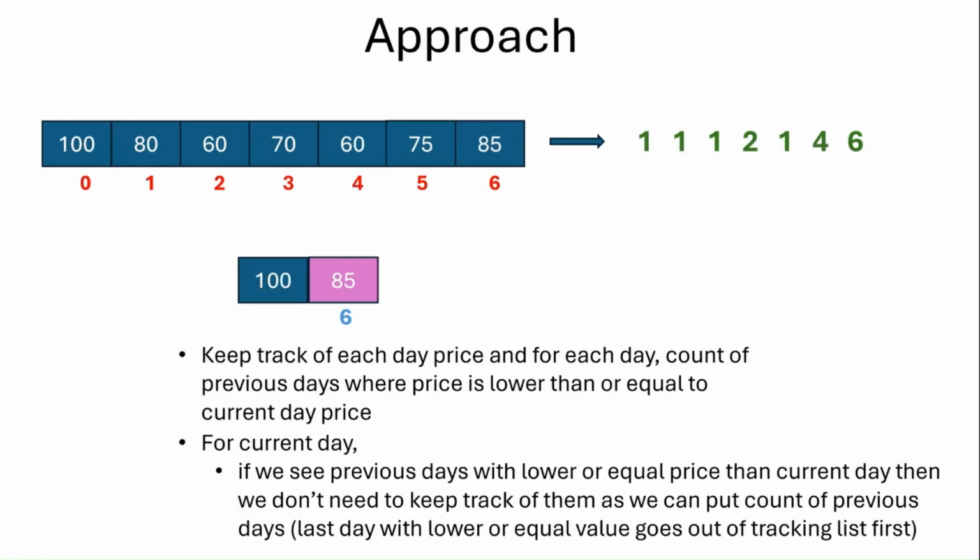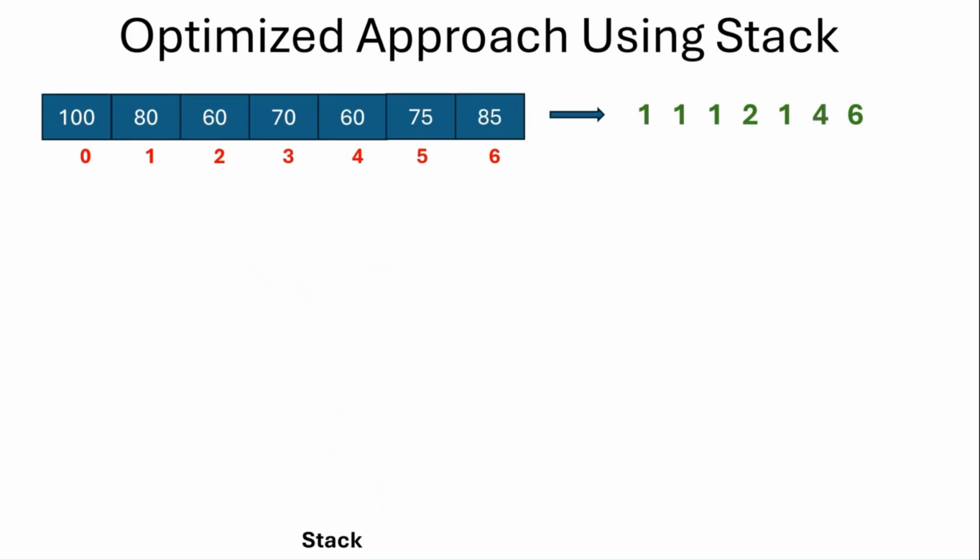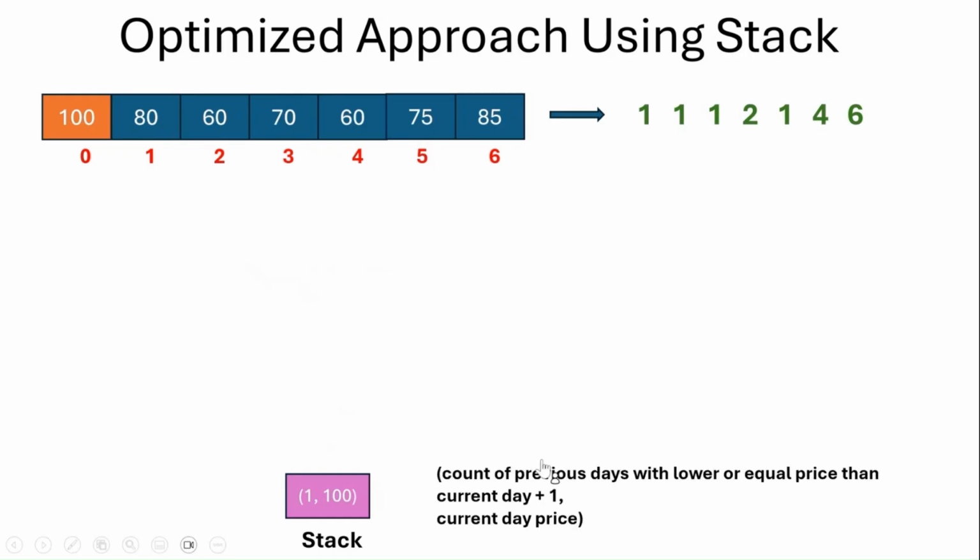We can easily optimize the approach using stack. Let's understand the optimized approach using stack. So let's say day 0 comes with the stock price 100. We will add entry 1, 100 to the stack. So this entry is basically the count of previous days with lower or equal price than the current day price.